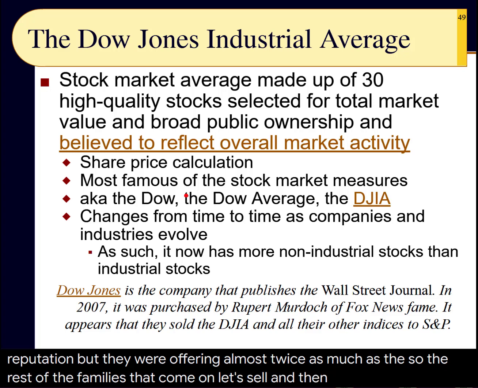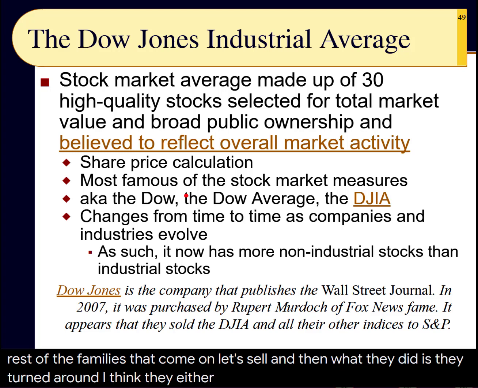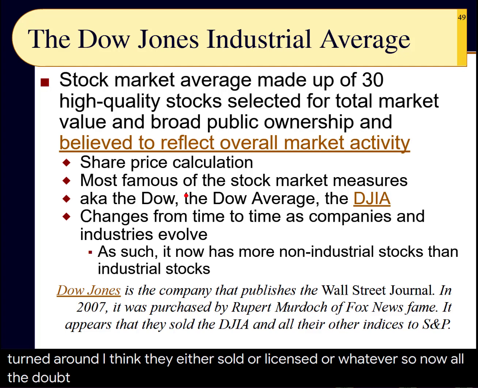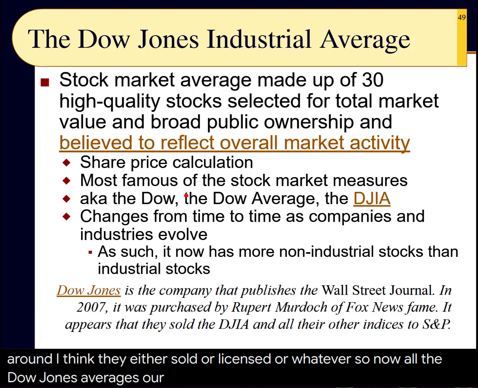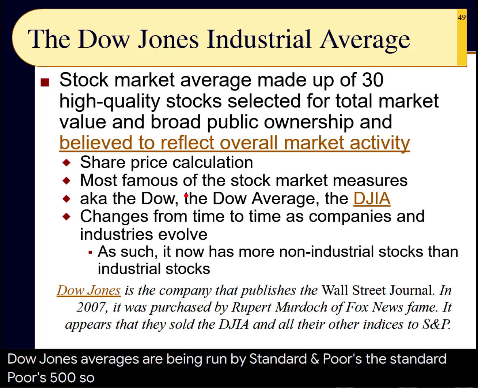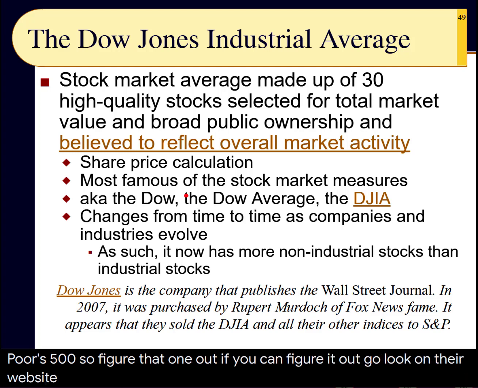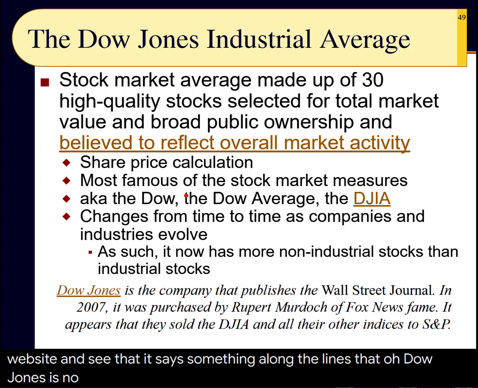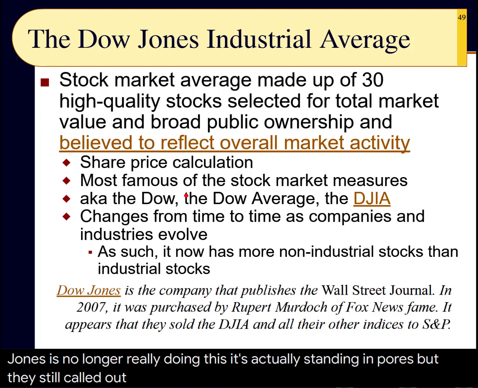And then what they did is they turned around. I think they either sold or licensed or whatever. So now all the Dow Jones averages are being run by Standard & Poor's, the Standard & Poor's 500. So figure that one out. If you can figure it out, go look on their website and see that it says something along the lines that, oh, Dow Jones is no longer really doing this. It's actually Standard & Poor's, but they still call it the Dow Jones Industrial Average.